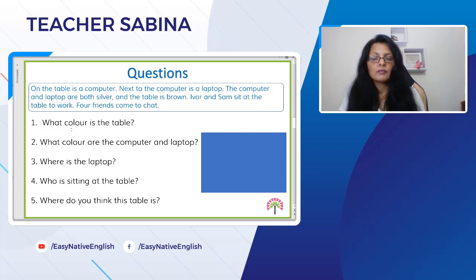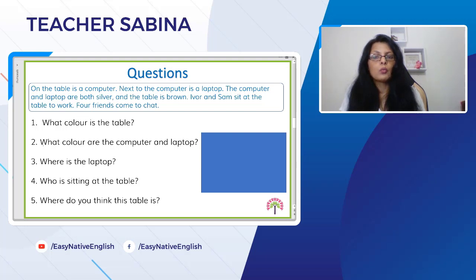Okay. So as an answer, we would write the colour, so we'd have to put a the in front of colour. The colour of the table is brown. Okay, so the colour of the table is brown. Okay, then number 2.